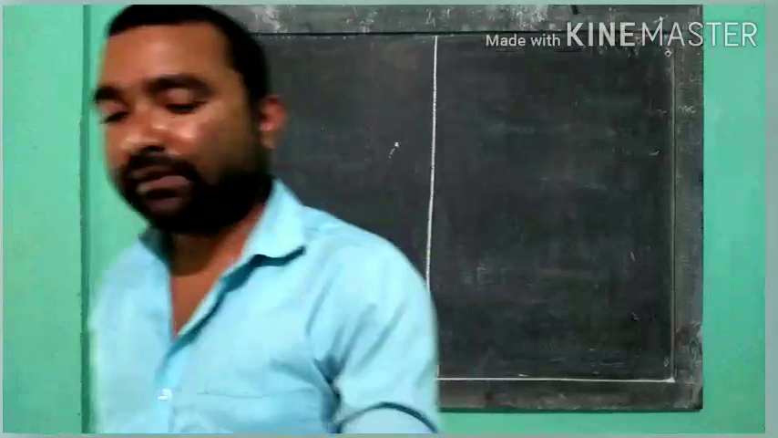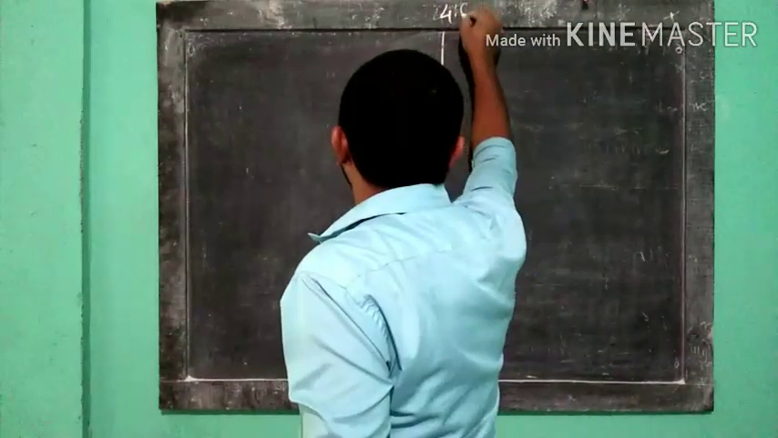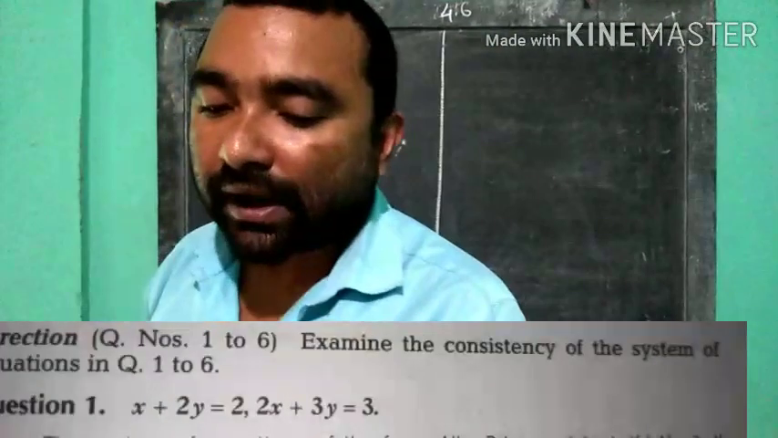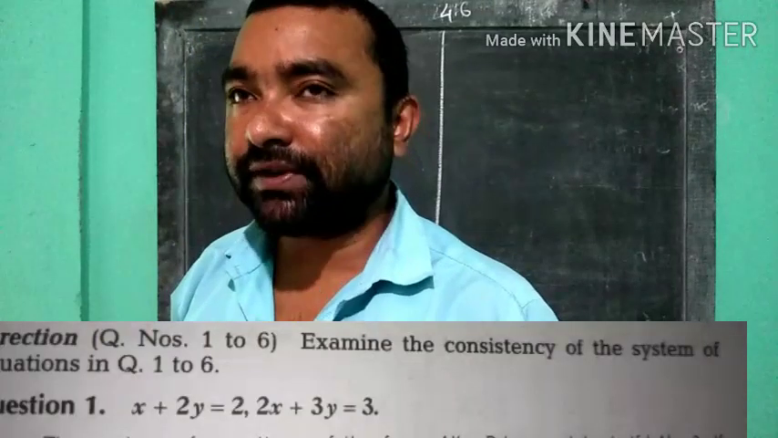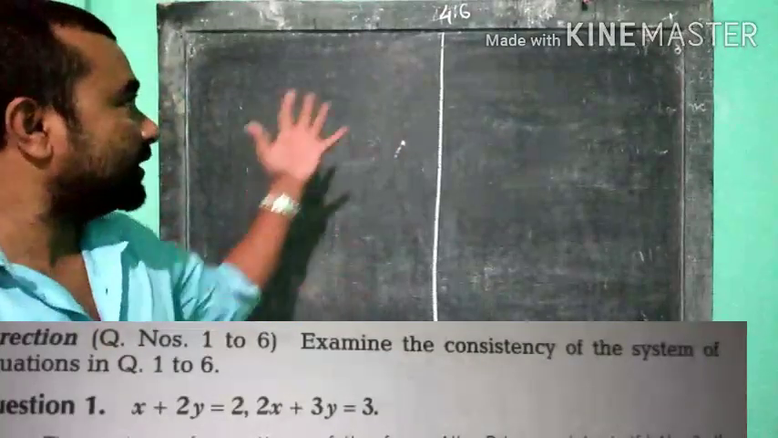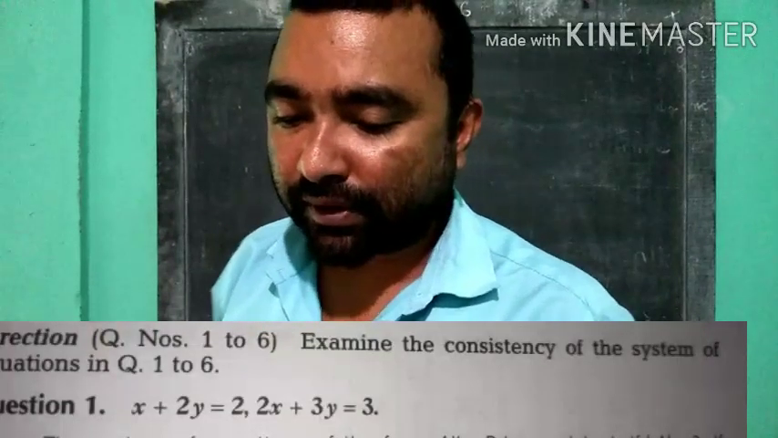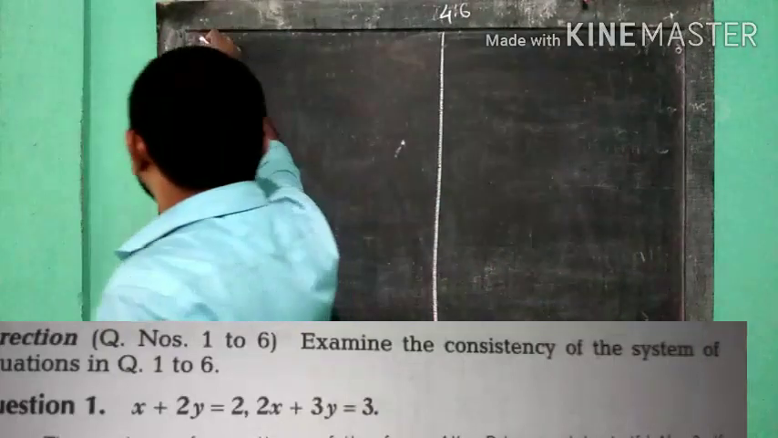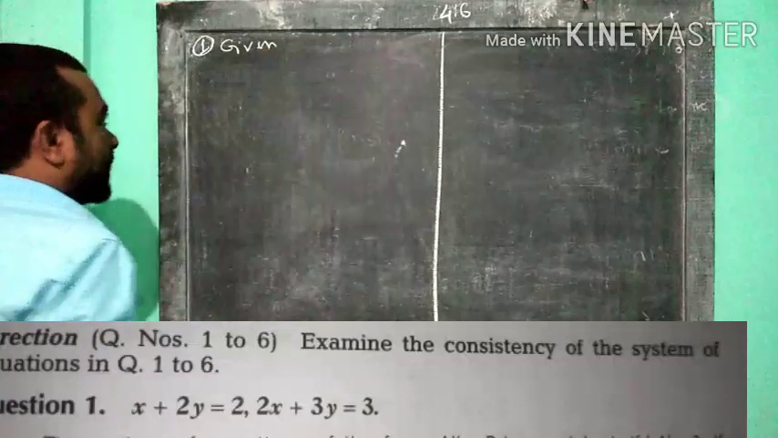Now let's start to solve exercise 4.6. Question number 1: examine the consistency of the system of equations. Questions 1 to 6 are very simple, we have already done them. So question number 1 is: given the system of equations.